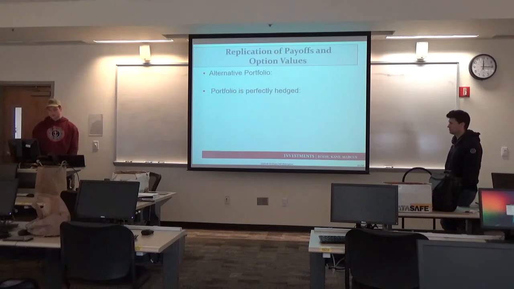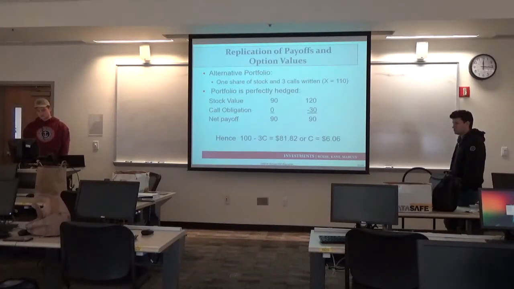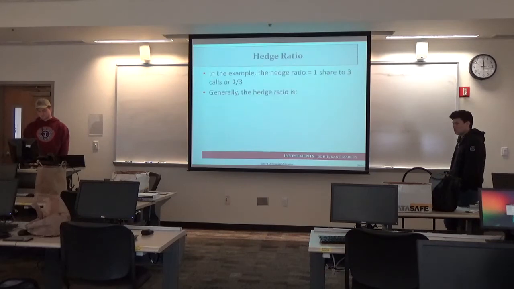For replication of payouts and option values, there's the alternative portfolio, which is one share of stock and 3 calls written. X equals 110. Then the portfolio is perfectly hedged at a stock value of 90 and 120. The call obligation is 0, and then for the 120 stock, it's negative 30. The net payoff is 90 in both cases. Hence, 100 minus 3C equals $81.82, or C equals $6.06.